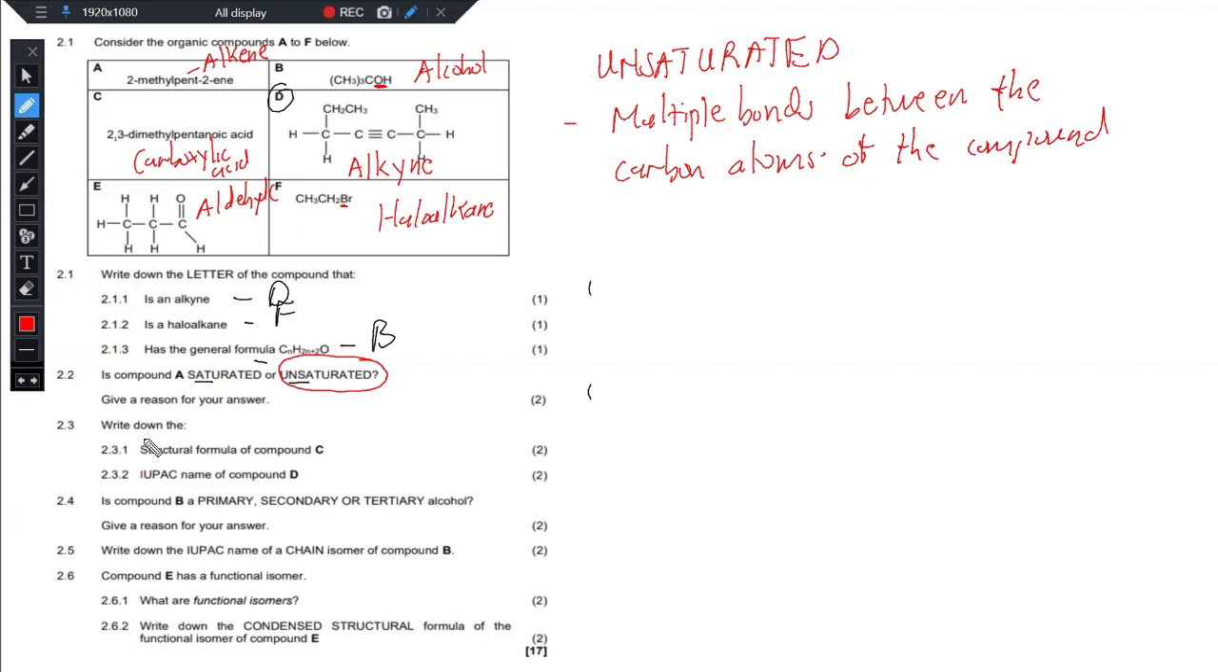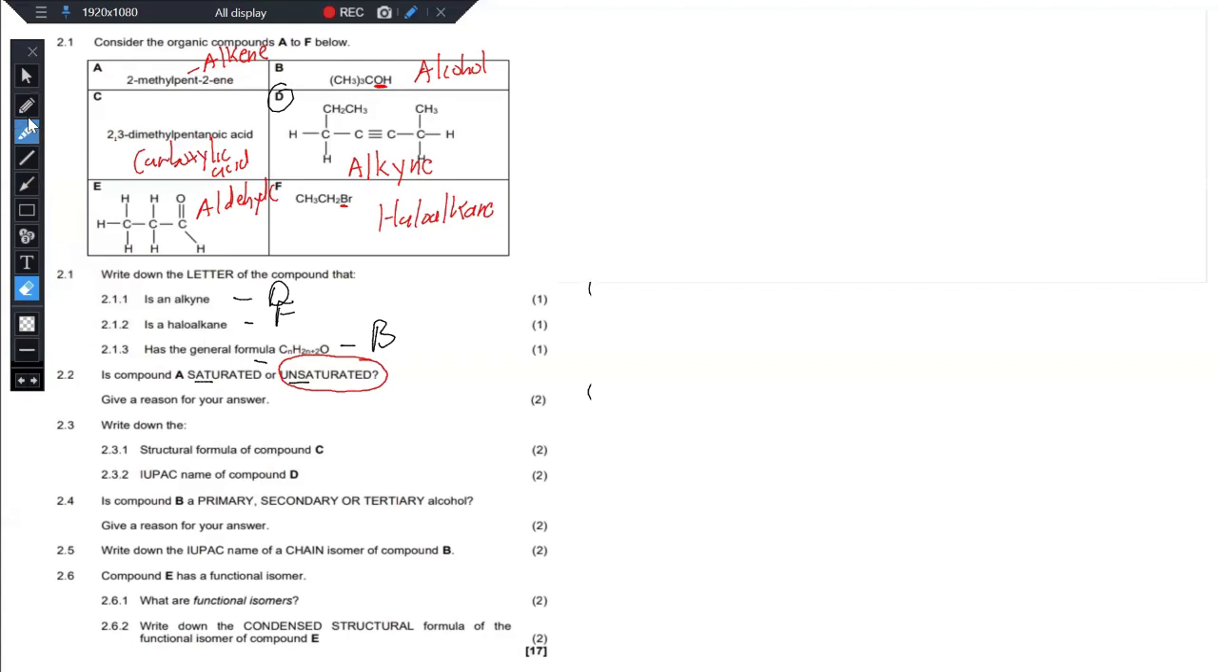Okay, nice. Then 2.3 says write down the structural formula of compound C. So to write down the structural formula of compound C, obviously we have to start with our longest chain. And as we can see here, pent means we have to have 5 carbon atoms on our longest chain. So 1, 2, 3, 4, 5.